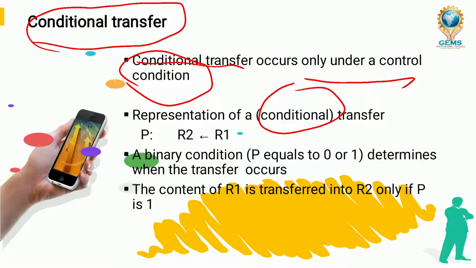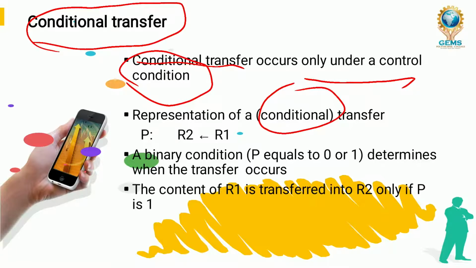The content of R1 is transferred into R2 only if P is 1. That is called conditional transfer. I hope that you understand clearly. Till now we have seen what is a transfer language, especially register transfer language. Register transfer language is nothing but notations and symbols. Using these symbols and notations, we are transferring or storing and doing some micro operations among the registers. So this kind of language is called a register transfer language.